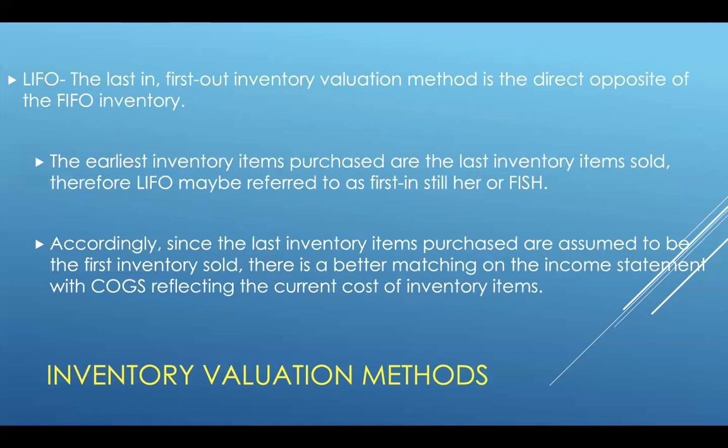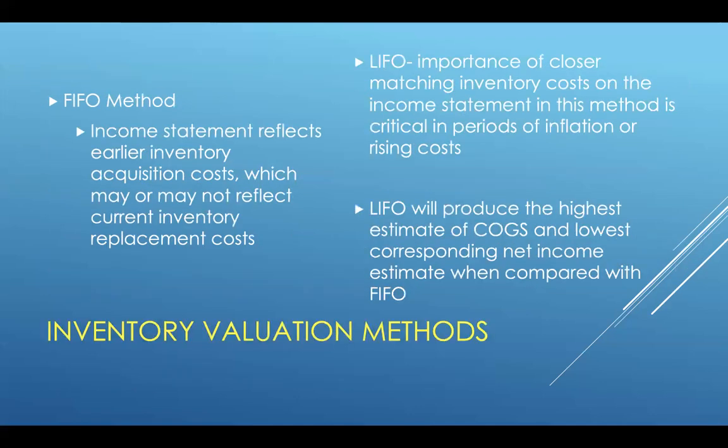LIFO, which a lot of pharmacies use, is the last in, first out inventory valuation method and is the direct opposite of the FIFO inventory. The earliest inventory items purchased are the last inventory items sold. Accordingly, since the last inventory items purchased are assumed to be the first inventory sold, there is a better matching on the income statement with cost of goods reflecting the current cost of inventory items.